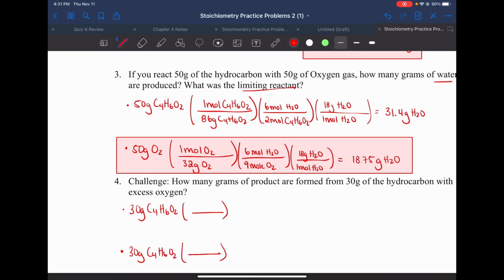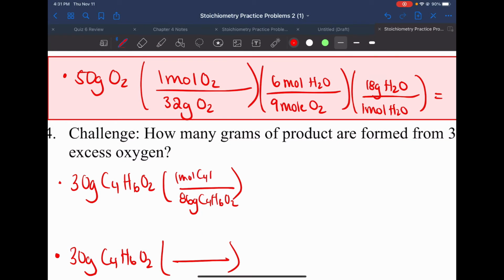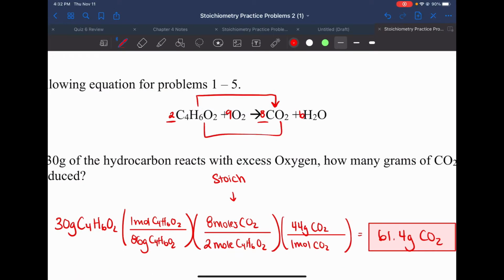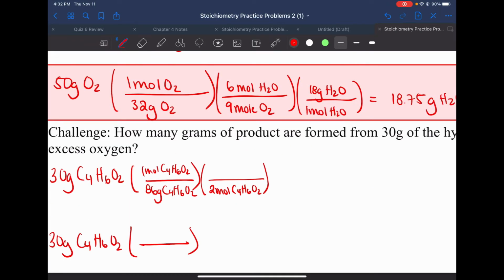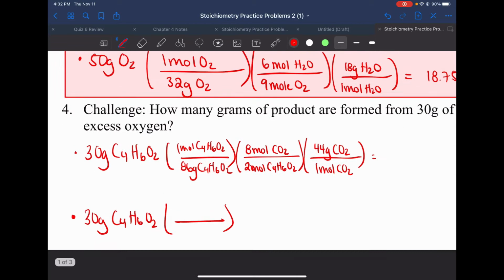So for every 86 grams of C4H6O2, we form 1 mole of C4H6O2. And then for every 2 moles of C4H6O2, we want to go to both products in both equations. So we need to go to CO2 and to water. So I'm just going to make this one CO2. So that's 8 moles of CO2. And then for every 1 mole of CO2, we form 44 grams of CO2. Okay, we'll calculate that in a minute.